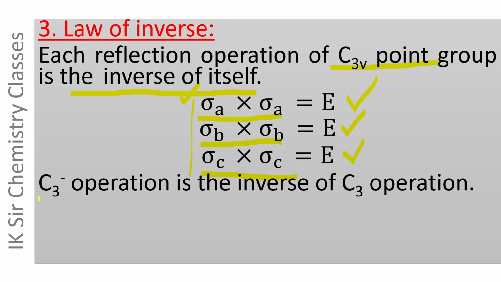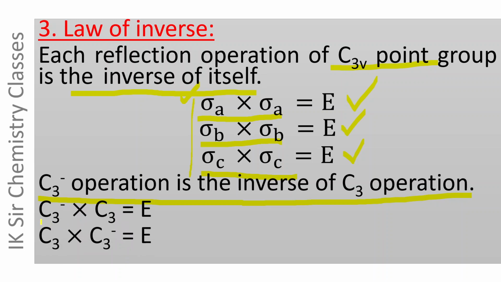And C3 inverse operation is the inverse of C3 operation, because if we multiply C3 inverse by C3, we get identity operation. And these two symmetry operations, which are inverse of each other, commute with each other. C3 multiplied by C3 inverse is also equal to E.